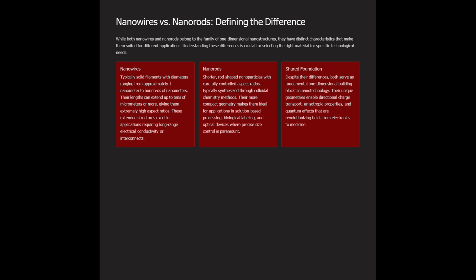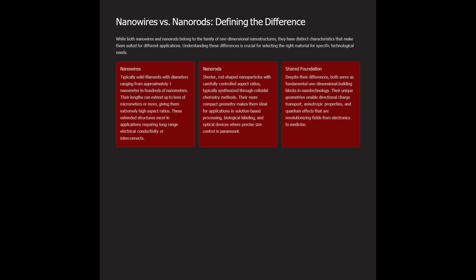Nanowires and nanorods: defining the differences. Both nanowires and nanorods belong to the family of one-dimensional nanostructures. They have distinctive characteristics that make them suited for different applications. Understanding these differences is crucial for selecting the right material for specific technological needs.